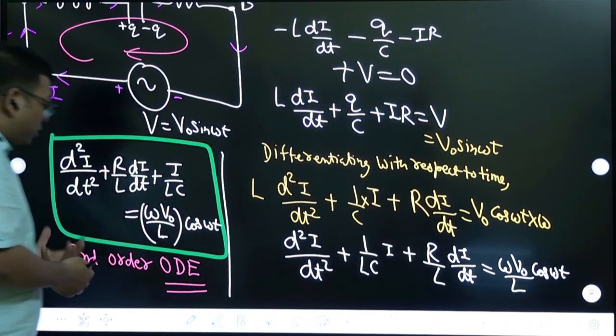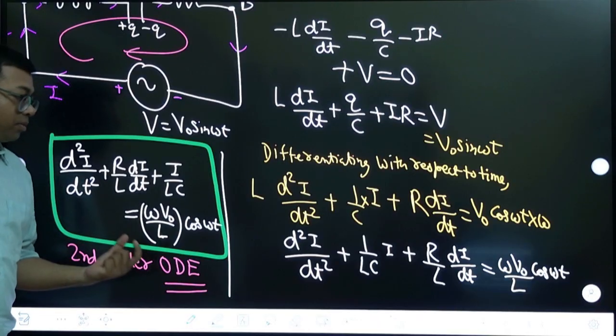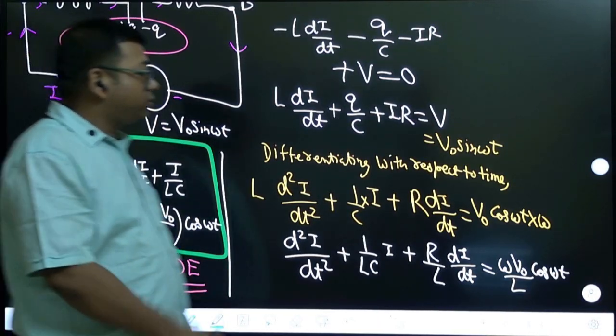That means we want to find out the current. What will be the current? So how to solve this? Let us start. We start by assuming the solution. So we say that the solution will be like this.